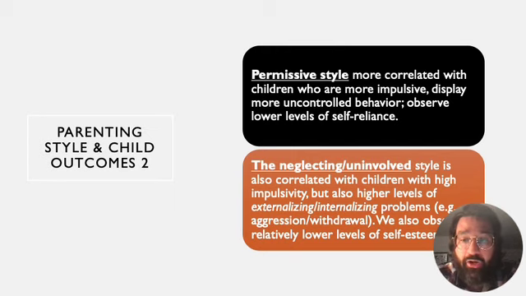And then the neglecting, uninvolved style is correlated with children with high impulsivity, but also higher levels of what we call externalizing and internalizing problems, like aggression and withdrawal. We also observe relatively lower levels of self-esteem, and that's not hard to imagine why: children in a more neglecting environment would have low self-esteem.